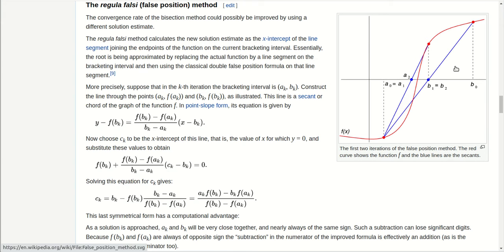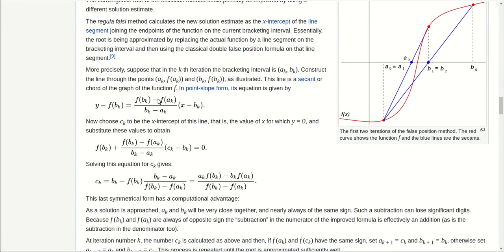You pick an A and a B, you're bracketing a root, but instead of taking the midpoint, you create a line that connects the 2 points, A, f of A, and B, f of B. And then it says, where does that line intersect the x-axis? What's a root for that line? And then you use that instead of the midpoint as the approximate root.